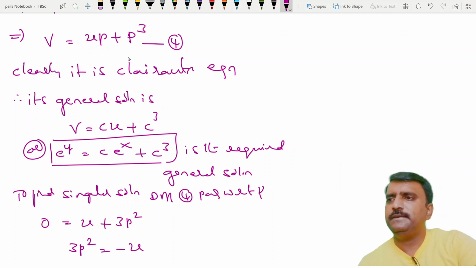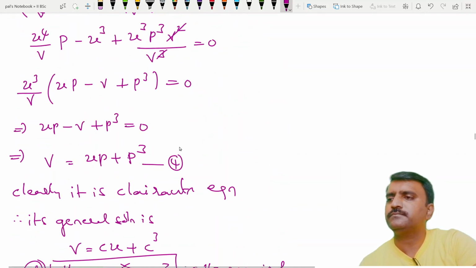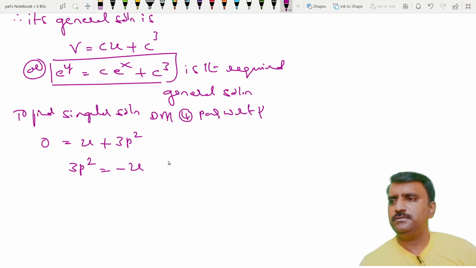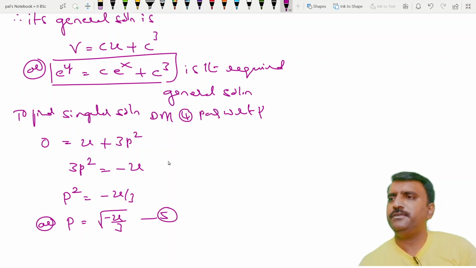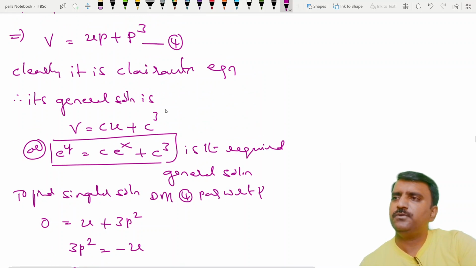Now find the value of p. So 3p square is equal to minus u, or p square is equal to minus u by 3, or p is equal to square root of minus u by 3. Take this expression as 5. Substituting 5 in equation 4.